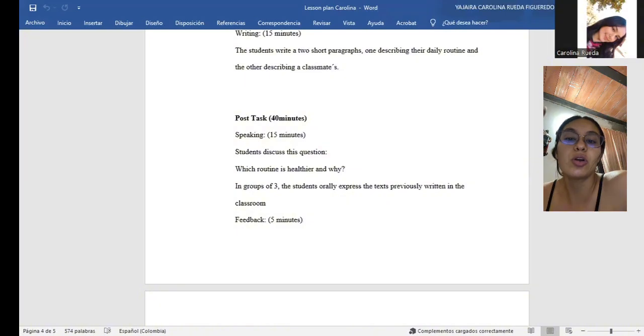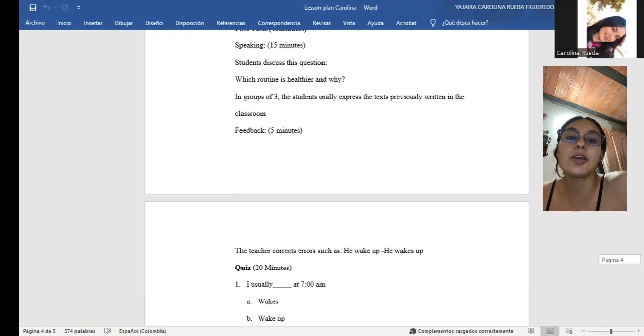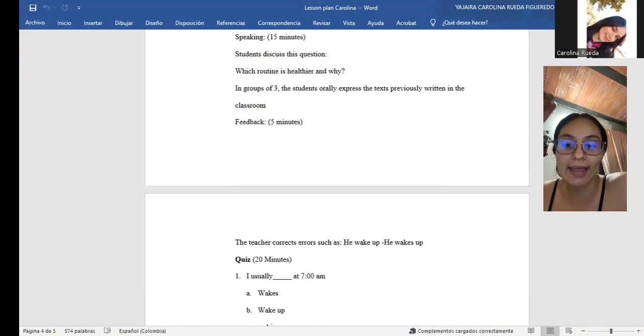The teacher also corrects basic mistakes. For example, incorrect would be "he wake up at 6 a.m." The correct form is "he wakes up at 6 a.m."